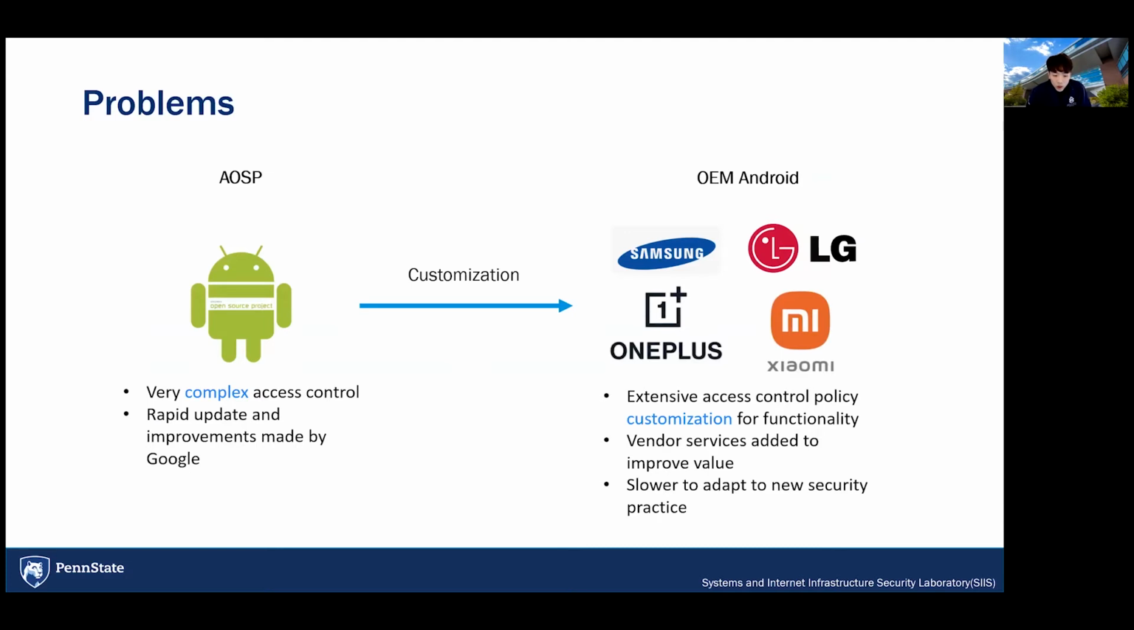So what can go wrong? With AOSP changing rapidly and its complex access control model, it's hard for OEMs to keep up with the changes. Also, OEMs change access control policy extensively for new functionality and to add value to their devices. This could cause policy misconfiguration and eventually lead to vulnerability.